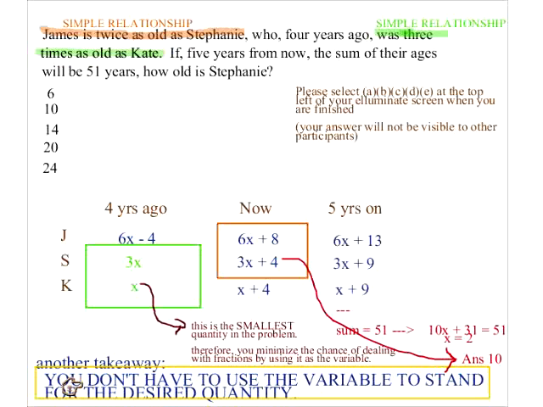Any questions before we move on to the next issue here about using single variables? I see one person typing. Okay, one person is not typing anymore. Okay, we will move on.